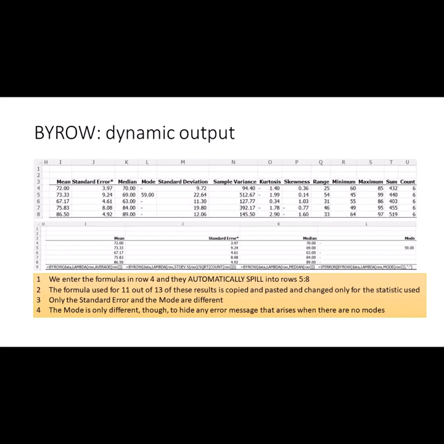But it's ByROW, data, lambda, row, average, row, and so on. And we enter the formulas in row 4, and they automatically spill into rows 5 to 8. The formula used for 11 out of 13 of these results is copied and pasted and changed only for the statistics used. Only the standard error, the mode, and the range are different. The mode is only different, though, to hide any error messages that arise when there are no modes.